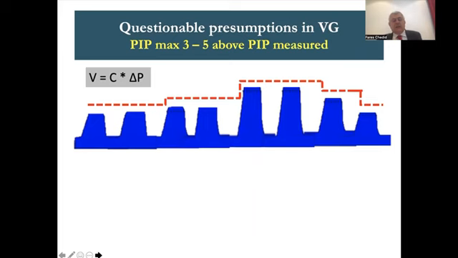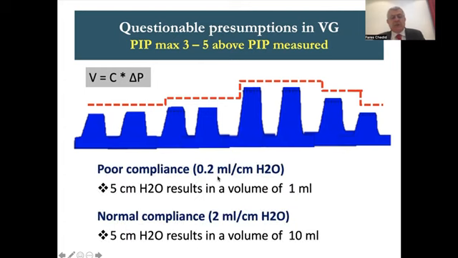Another point: we say keep always the PIP max 3 to 5 above the PIP measured. So here is the PIP max. Every time we see that the PIP max is more than 5 away from the PIP measured, then we adapt it. So we keep the PIP max 3 to 5 above the PIP measured. But different patients have different compliance. I'll give you here 2 patients. One of them has a very low compliance of 0.2 mil per centimeter water. Every PIP of 1 centimeter water will give him 0.2 mil.